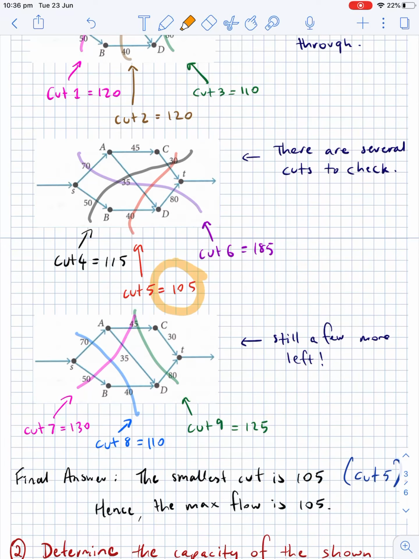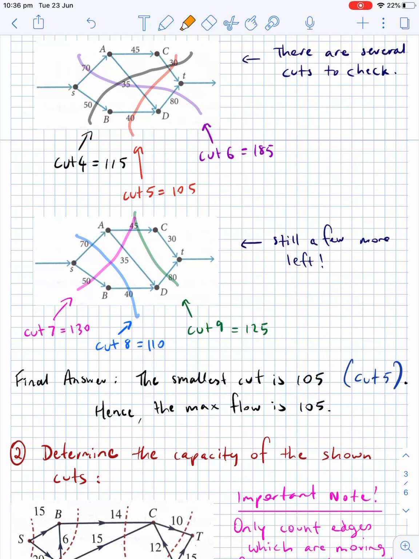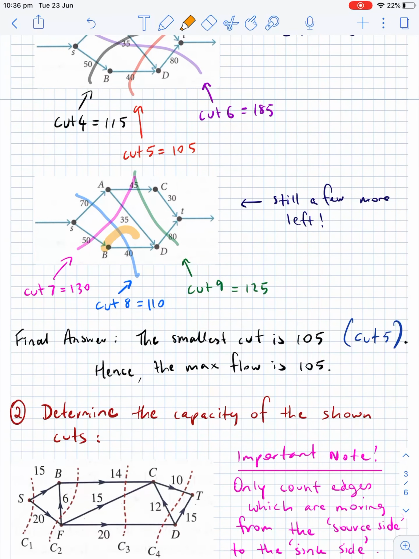So here we have a new low, 105. That suggests that the most you can fit through this network is only going to be 105. Still, we need to check every single cut. There's still a few left over. We've got this blue one here. That's 110. This pink one here is 130, and this green one here is 125.